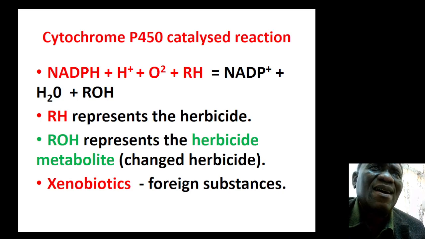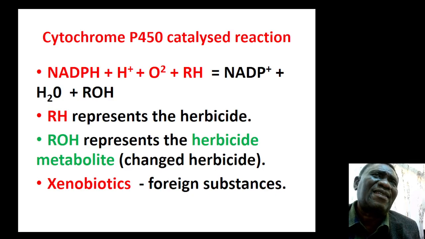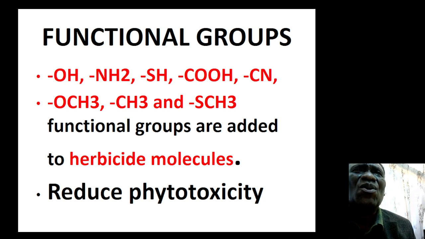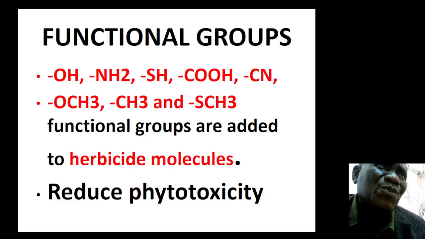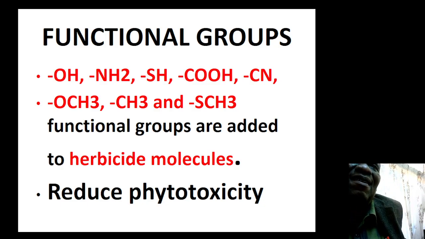It's not only herbicides which are changed within the plant systems, but any foreign body, and we refer to these as xenobiotics, and we are not going to talk more about those things. Now, all the herbicides have one or more of these functional groups: the OH, NH2, SH, COOH, CN, OCH3, CH3, and SCH3. These are the functional groups which may be added to herbicide molecules by cytochrome P450 activity, leading to the reduction of phytotoxicity.